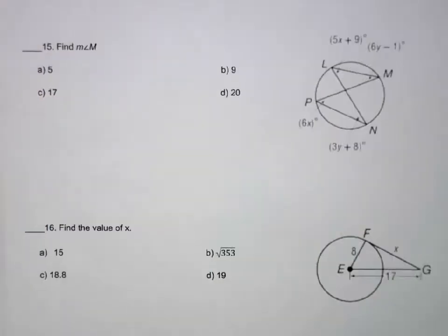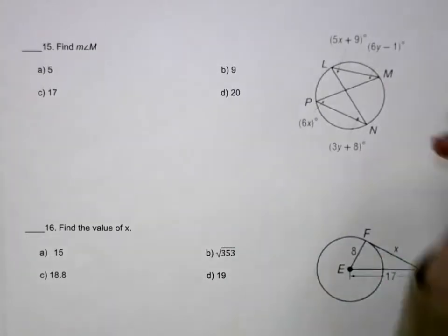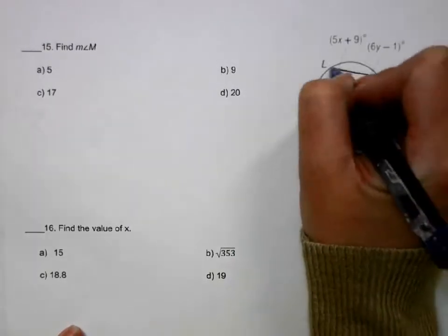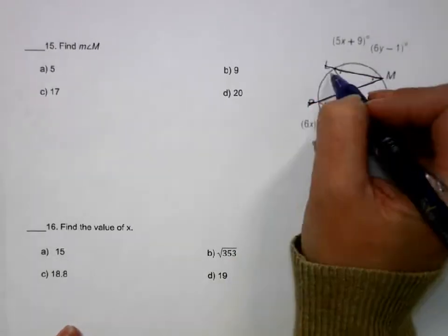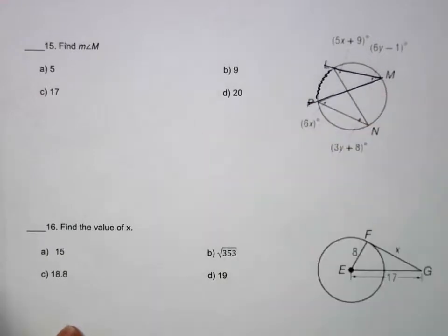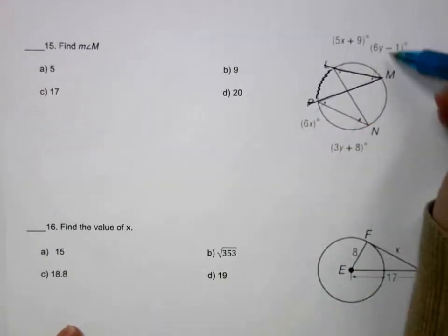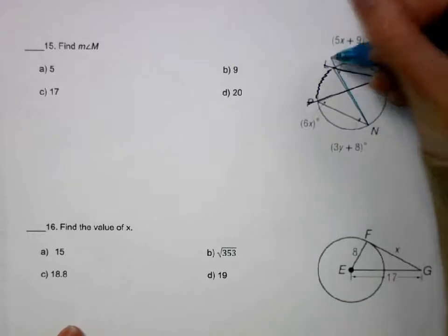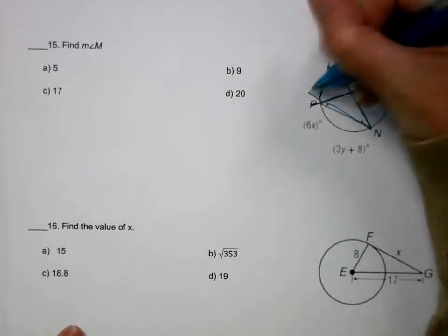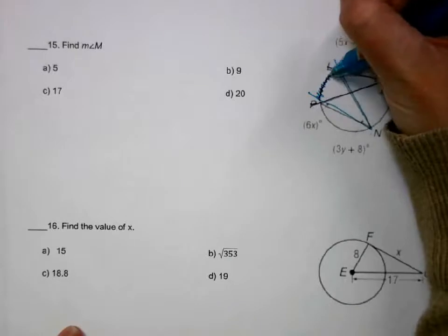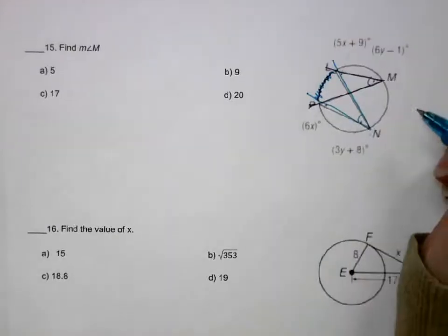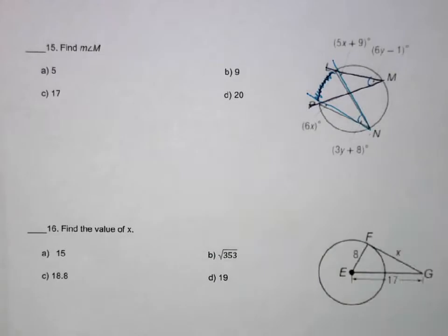Okay. Here in this next one, we want to find angle M. Well, angle M is this right here. It happens to intercept this arc. We have an equation here involving y. So if I look at the other equation that has y, it's intercepting the same arc. So if they're intercepting the same arc, then those two angles are equal to each other. So what we're going to do is set the two equations equal to each other.